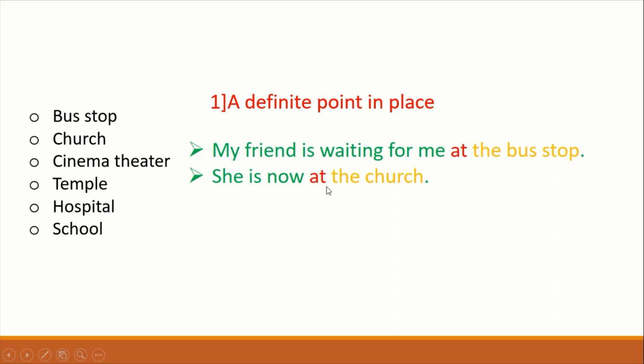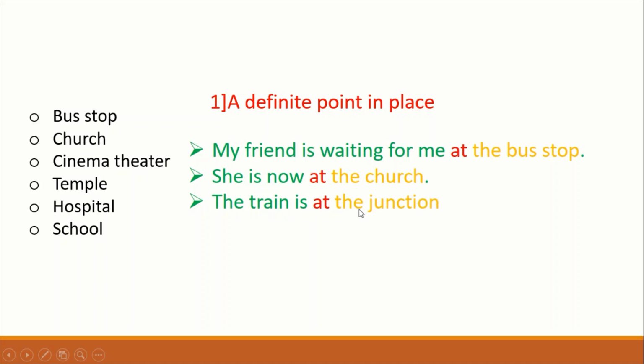She is now at the church. Where is she now? At the church. At is a preposition. The church is a place. Her location is at the church, which is a definite point in place. Her location is not school, hospital, temple, or cinema theater.